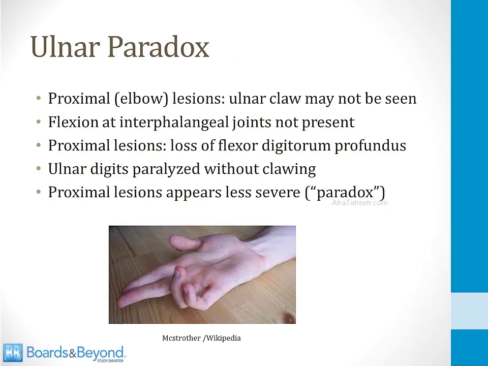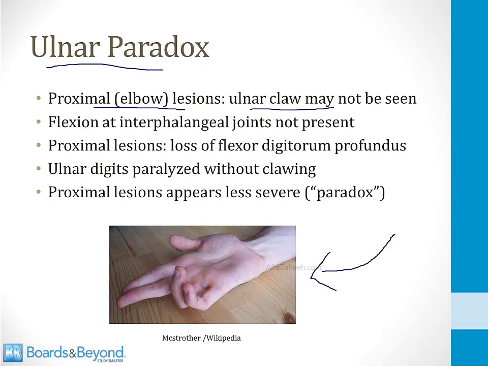I'll finish this video by describing the ulnar paradox. You would think that a more proximal lesion of the ulnar nerve, like one at the elbow, would cause clinical findings that are worse than a more distal lesion like one at the wrist, but that is not the case for the ulnar nerve, and this is called the ulnar paradox. So in a proximal or elbow lesion of the ulnar nerve, the ulnar claw may not be seen. In other words, if you ask the patient to extend their hand and rest it on the table, you may not see the ulnar claw like shown in this picture. The hand may just lie flat on the table.